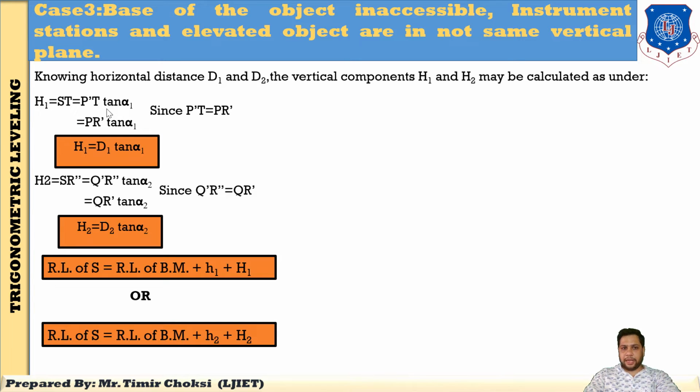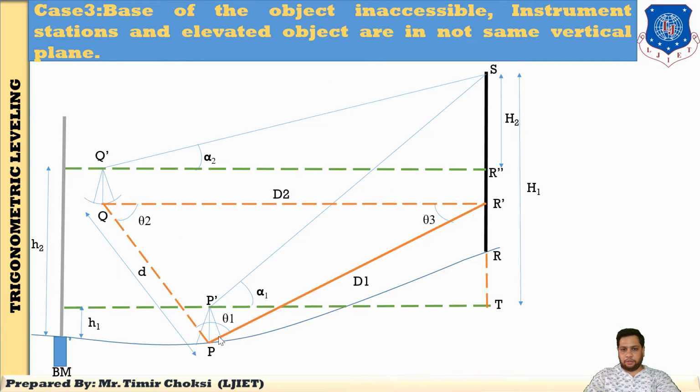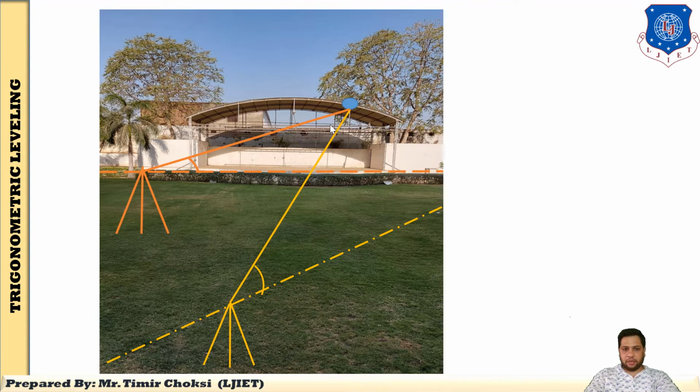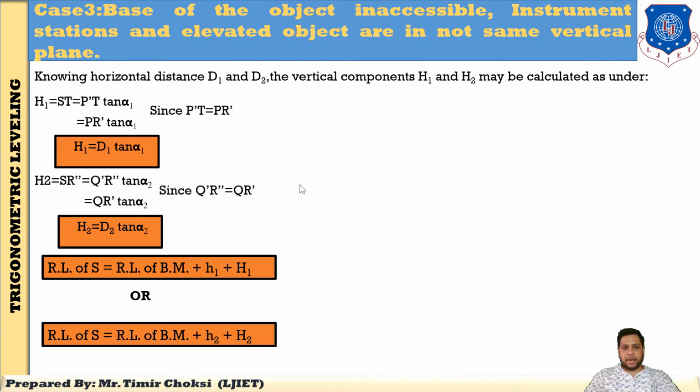So S T equal to P dash T tan alpha 1. So P dash T equal to P R dash. When you have watched in a particular elevation, this line and this line of axis will be similar. So here consider that P dash T equal to P R dash, and you know that P R dash value is D1. So P R dash equal to D1 tan alpha 1. So our answer of H1 equal to D1 tan alpha 1.